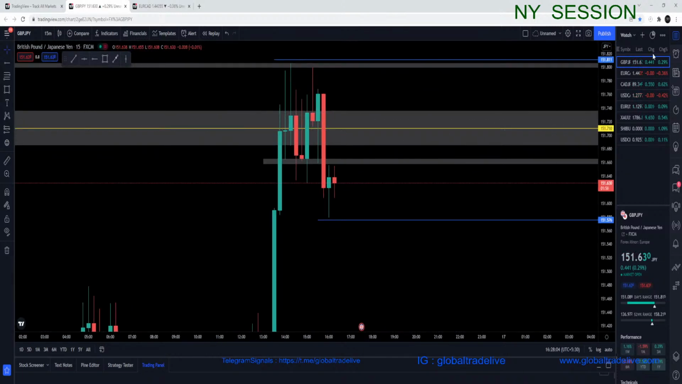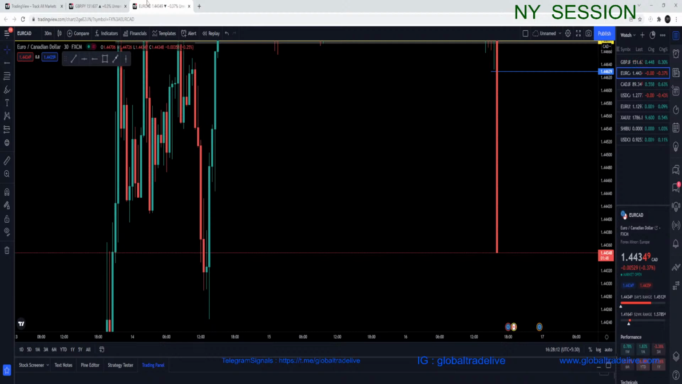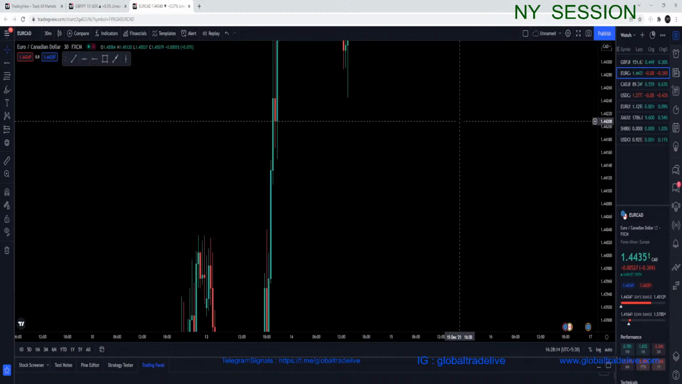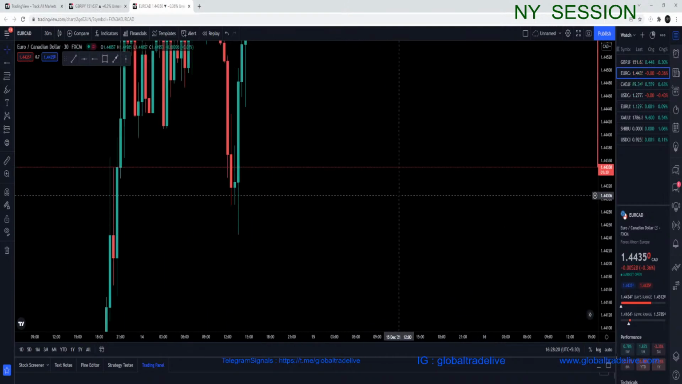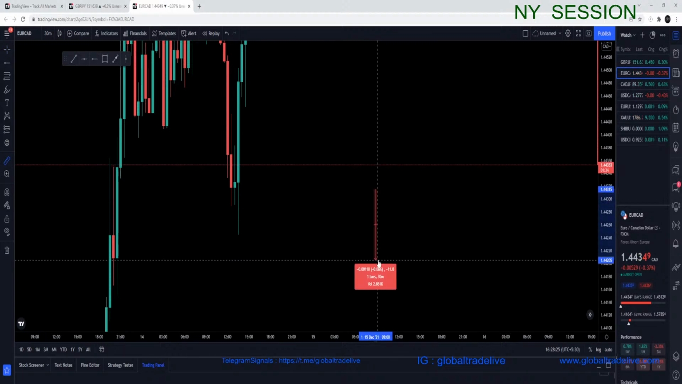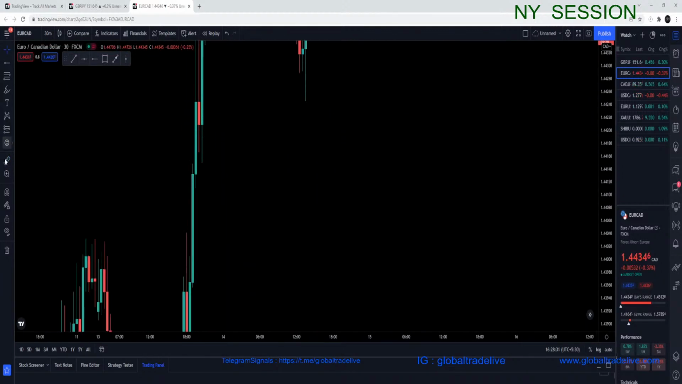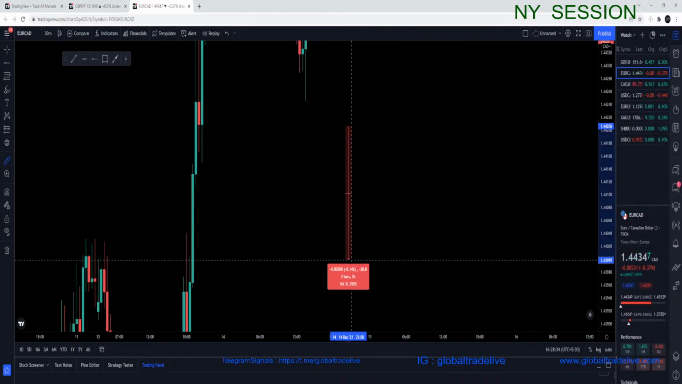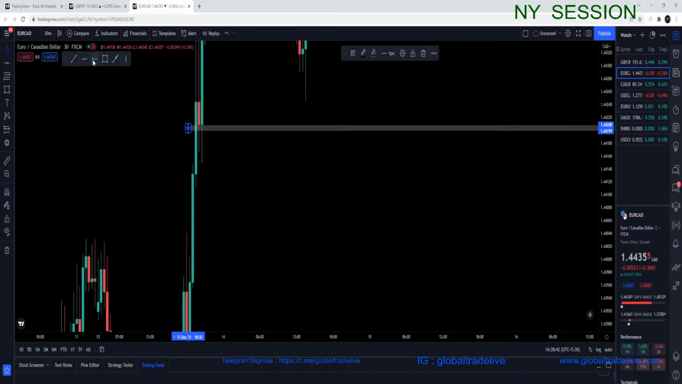Don't know why GBP is not moving right now. Also, we have pretty good ranges in EuroCAD to take care of. Let me just check how big is this range. This range is about 11 pips, not so good. And then we have a range over here which is about 20 pips. So I'm gonna execute some sells below this area.